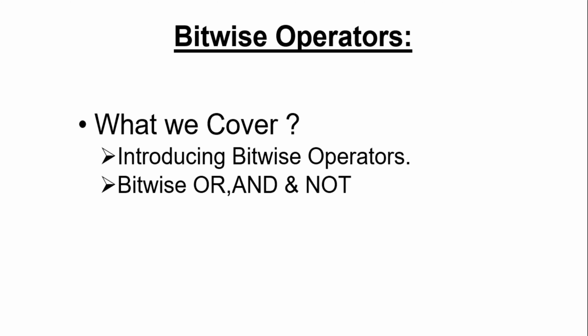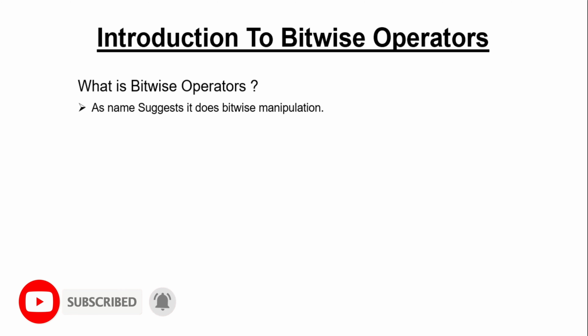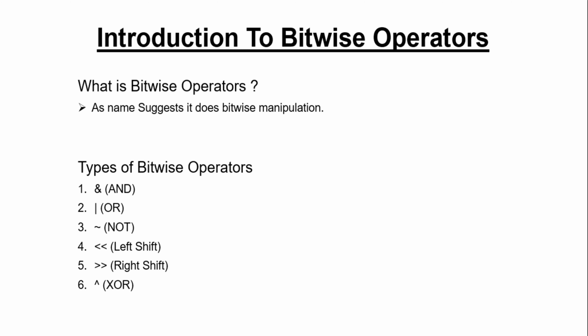Let's try to understand what bitwise operators are. As the name suggests, they do bitwise manipulations. Now, what is the meaning of bitwise manipulation? We will discuss these things later in the video. For now, we are focusing on what bitwise operators are available in the C language. So, types of bitwise operators. First one is bitwise AND. Secondly, we have bitwise OR. Third one is bitwise NOT. Then we have the left shift operator, then the right shift, and finally we have the XOR operator.